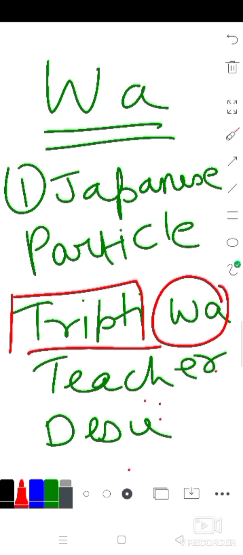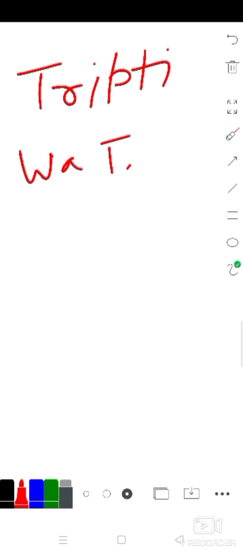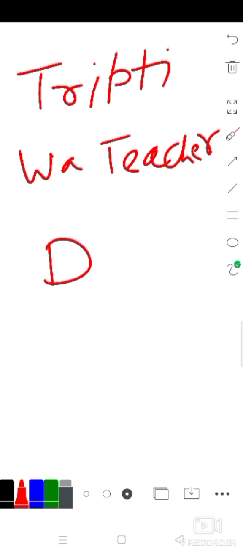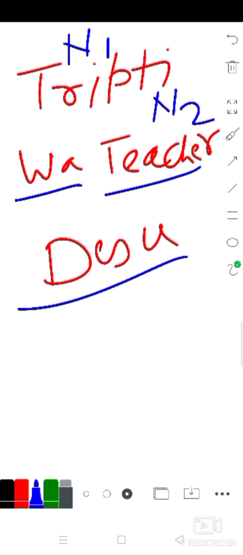Now when we say Tripti va teacher desu, I will ask you a question: this is noun 1, va, noun 2, desu. And why do we use desu? To make the sentence polite. What is va? Va is a Japanese particle, and the word coming before va is a topic marker. So va creates a topic marker. Teacher is noun 2 and Tripti is noun 1. I'll give you a few examples for practice. You make them and then we will check.